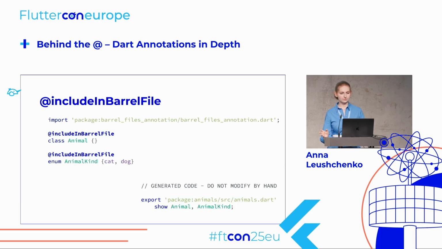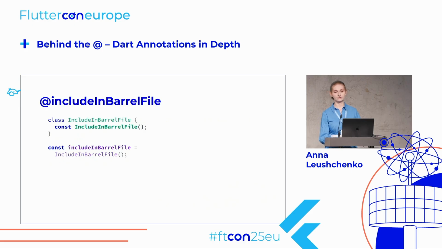Well, without going into the details of the package and the motivation behind it, there is an annotation called included barrel file. It can be applied to all top-level elements like classes, enums, global variables, functions, extensions, and so on. And after the code generation with build runner is executed, those elements will get collected in a single barrel file for this package.